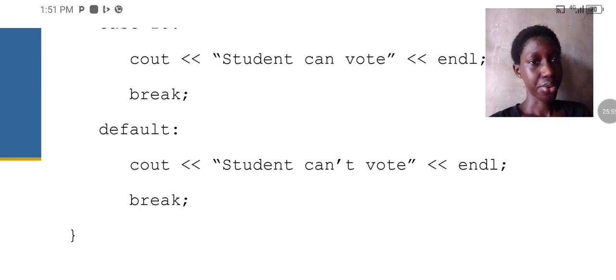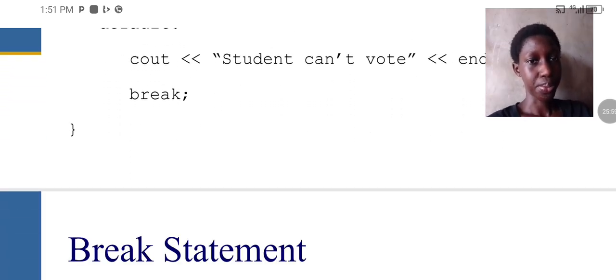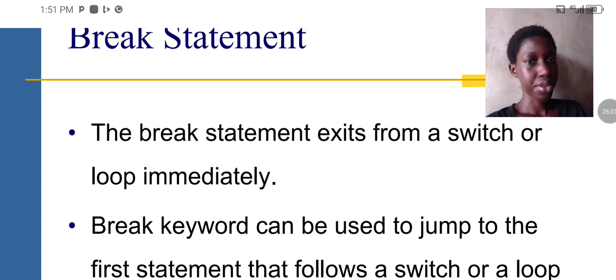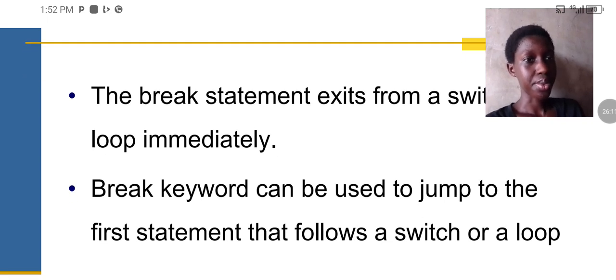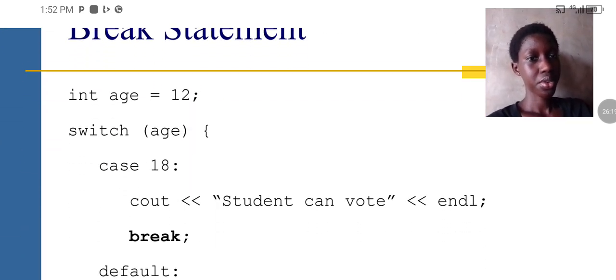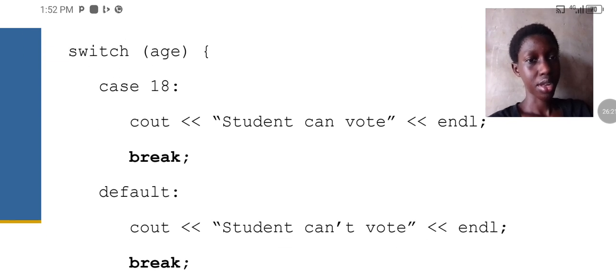So default, then students can't vote, right? Then you break. So the break statement exits from a switch or loop immediately. The break keyword can be used to jump to the first statement that follows a switch or a loop. Right, so this is also the break as we've been using.